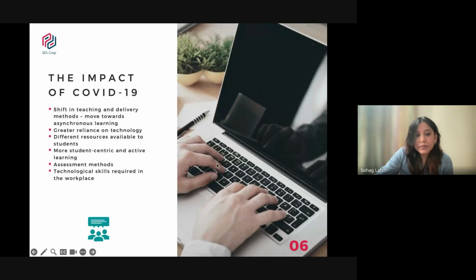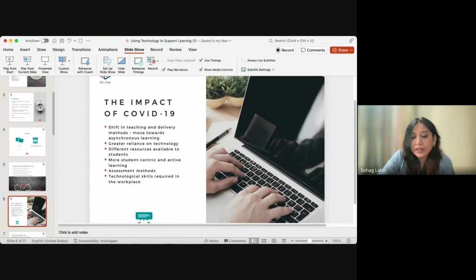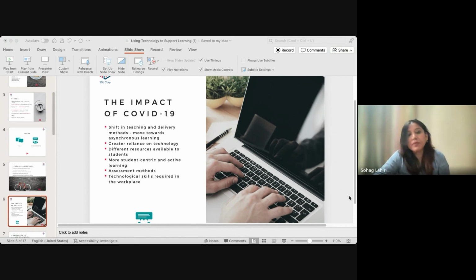Now, before we actually go into everything, I think a very, very major topic, which has touched all of our lives, especially in education, has been the impact of COVID-19. When I'm talking about the impact of COVID-19, there has most definitely been a shift in teaching and delivery methods. But before we go into detail on this, maybe what I would like to do is have a poll which would allow all of us to assess what the impact of COVID-19 has been.